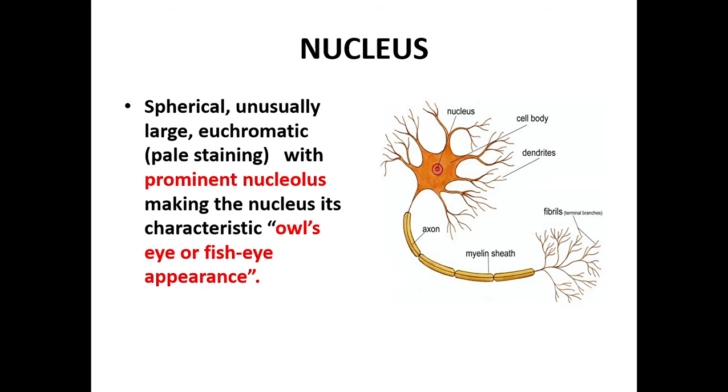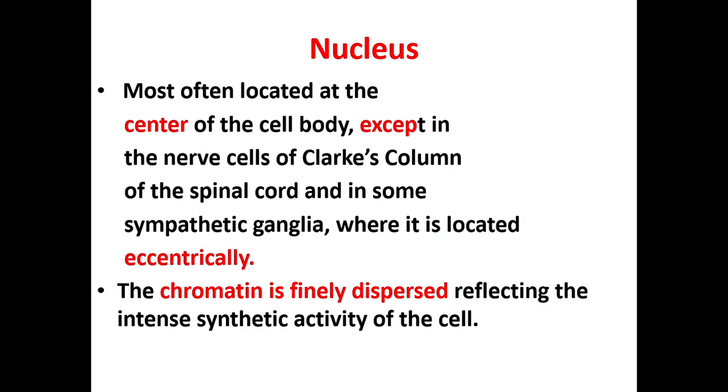The nucleus of a nerve cell is commonly spherical in shape, but sometimes it could be oblong in shape, and is unusually large, euchromatic, pale staining with a prominent nucleolus, giving the nucleus its characteristic owl's eye or fish eye appearance. Meaning, as we see in the illustration, there is a pale staining area around the nucleolus, making the nucleolus distinct or prominent. And this gives the distinct morphological characteristic of the nucleus of a nerve cell, the owl's eye or fish eye appearance. The nucleus is most often located at the center of the cell body.